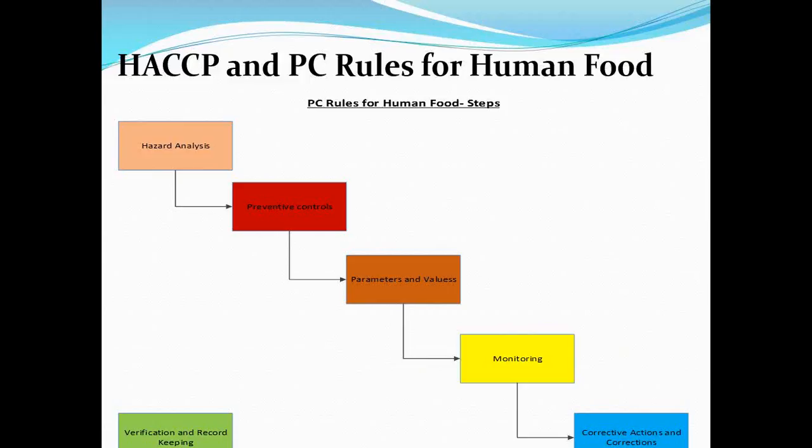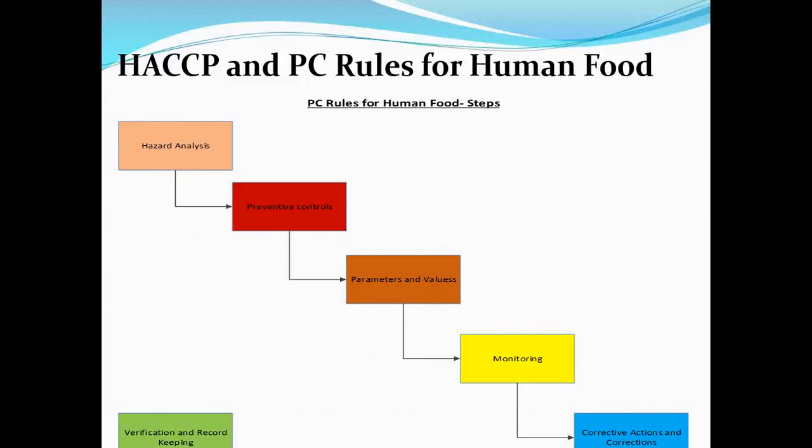PC rules for human food is a US standard. It's primarily a US standard that affects a number of FDA-regulated products and also facilities exporting products to the United States. And needless to say, it affects the domestic food product manufacturers, processors, packers, storehouses, and distributors. Whereas HACCP is a global standard. HACCP generally applies to low-acid canned food, juice, and seafood processes, whereas PC rules for human food are applied to almost all food processing facilities.